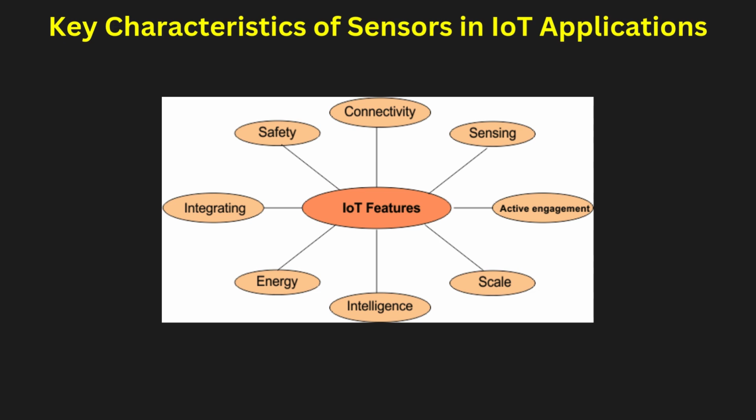At first, the key characteristics of sensors in IoT applications. Sensors play a crucial role in IoT by collecting and transmitting data to the connected systems. Their characteristics define their performance and usability in real-world applications. Key characteristics include the accuracy, the precision, the sensitivity, the resolution, the response time, and the stability.